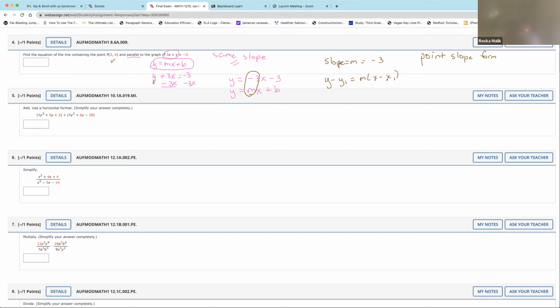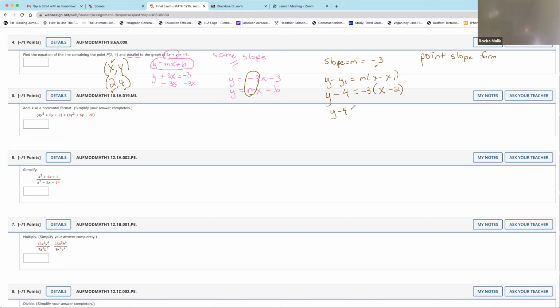So this is my x comma y, 2 comma 4. So x is 2 and y is 4. So my y, letter y, minus y1 equals the slope, negative 3, times x minus x1. And then I'm going to spread it out and make it look decent.